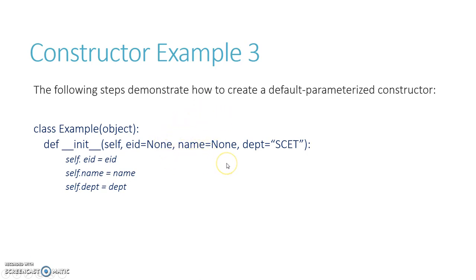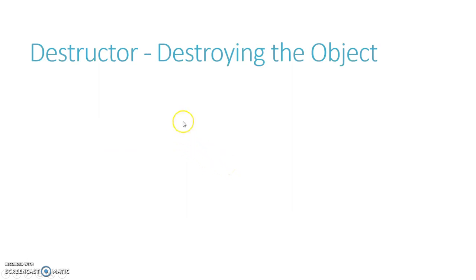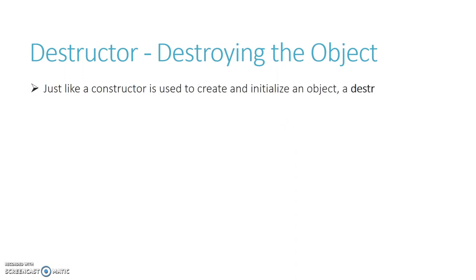Now, the next topic is the destructor, destroying the objects. Like in other languages, C++ and Java, there is a destructor which is used to free the memory occupied by the object. Here in Python also we have a garbage collector which is used to recollect the memory occupied by the object. So just like a constructor is used to create and initialize an object, a destructor is used to destroy the object and perform the final cleanup in Python.